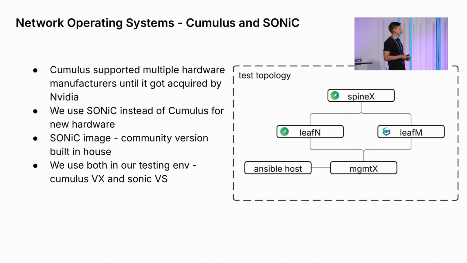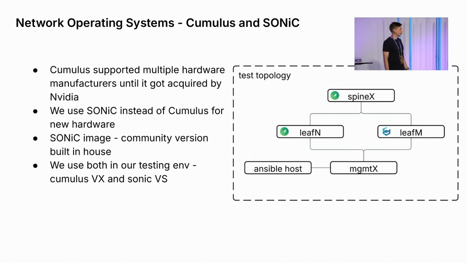We were looking for a solution to that and found SONiC, so we decided to move with that. And SONiC currently supports multiple ASICs and multiple hardware vendors, and is saving us from vendor lock-in. We use the community version of SONiC, and we build our image in-house, as we had some issues with the pre-built images, so we had to fix them.